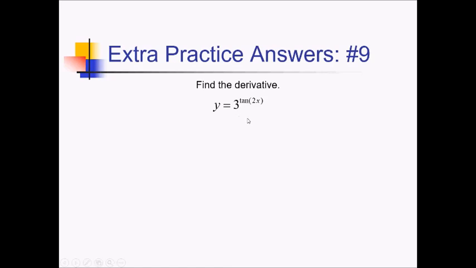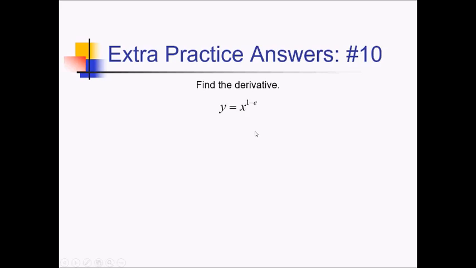To figure out this derivative, I need to use the chain rule. My outer function is 3 to the something. Derivative of that's going to be 3 to the something times ln of 3, so 3 to the tan of 2x times ln of 3. Next function in is the tan function. We have tan of something. Derivative of that is secant squared of the something, the 2x. And finally, we multiply by the derivative of 2x, which is just 2.